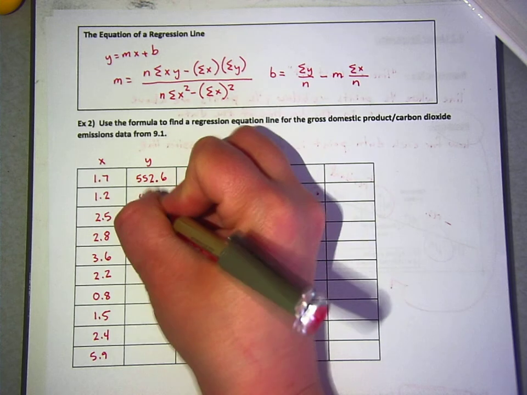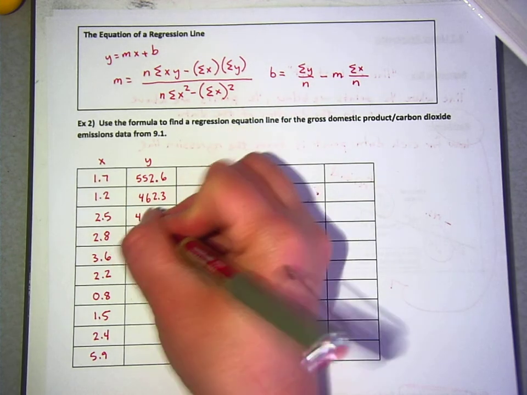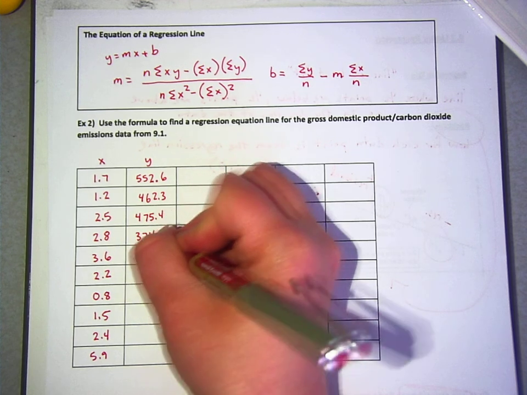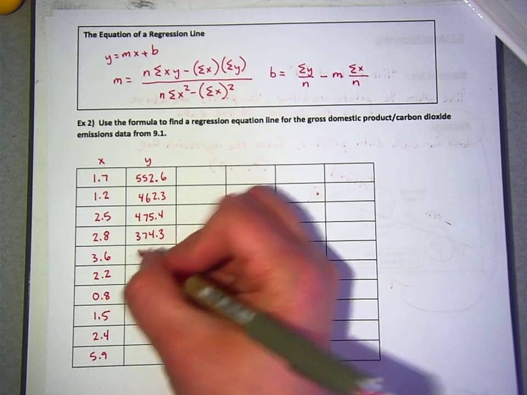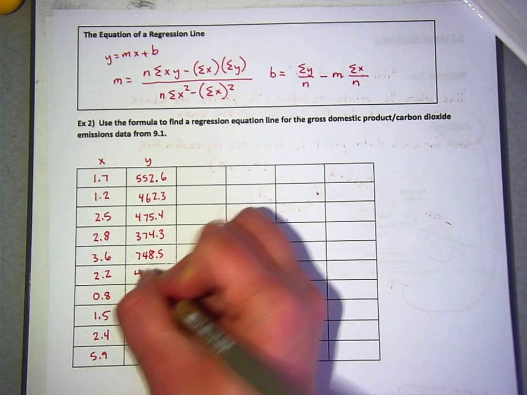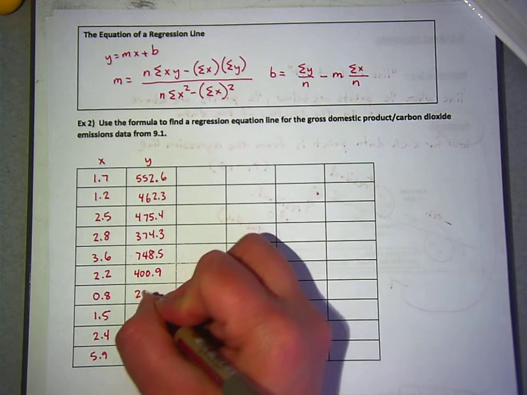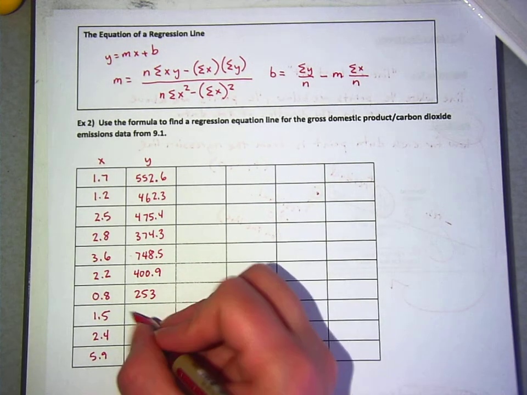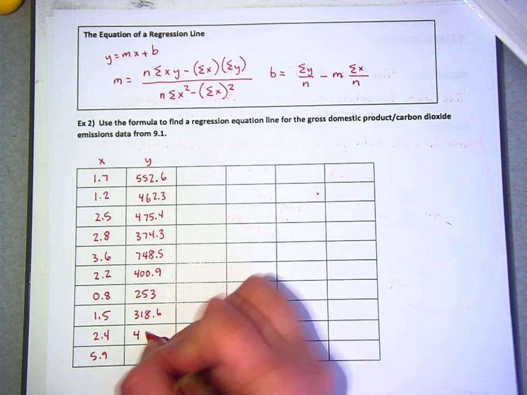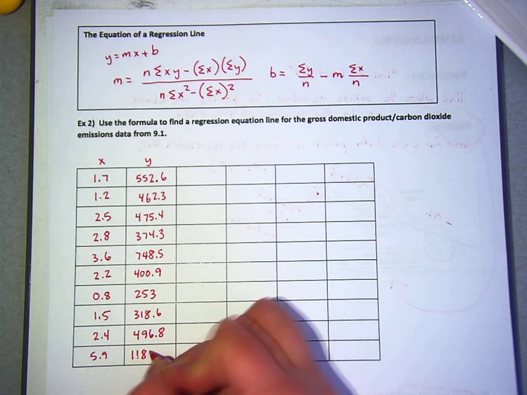552.6, 462.3, 475.4, 374.3, 748.5, 400.9, 253, 318.6, 496.8, 1,180.6.